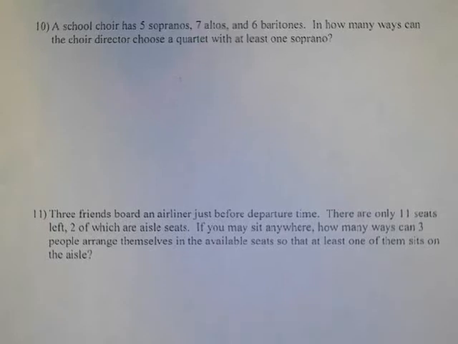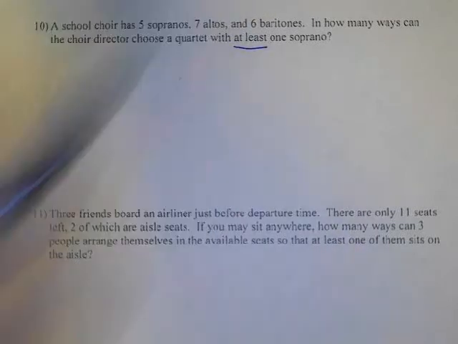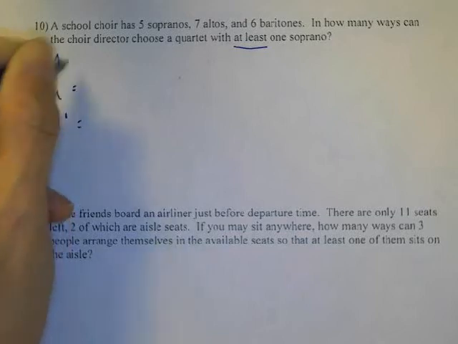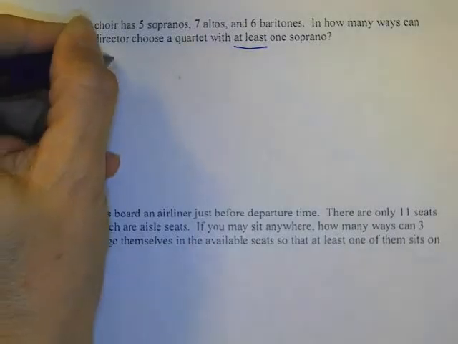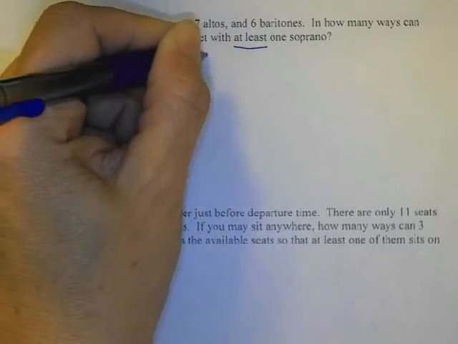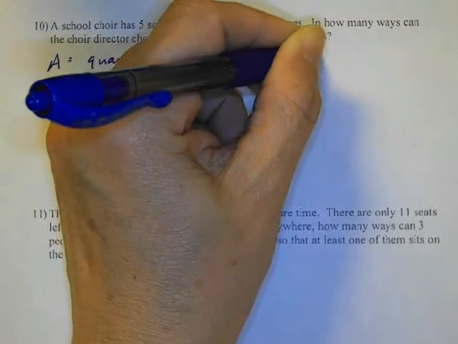All right, number 10. A school choir has 5 sopranos, 7 altos, and 6 baritones. In how many ways can the choir director choose a quartet with at least 1 soprano? There it is, at least. That means A, U, A prime. A. How many do we want in our choir? We want a quartet. So quartet, at least 1 soprano.